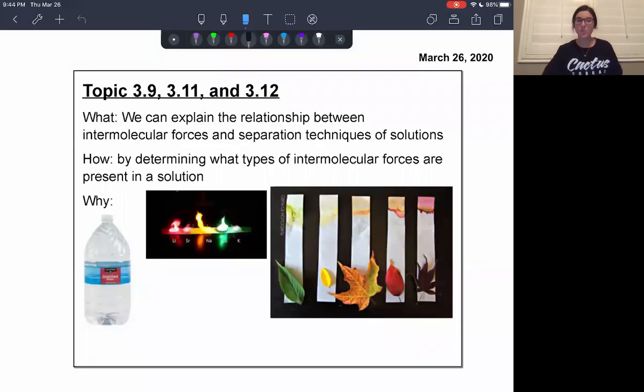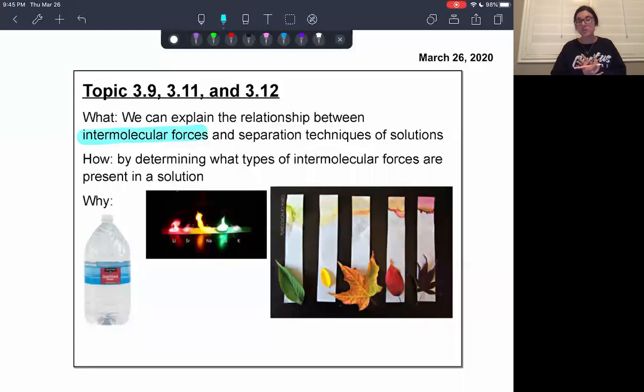All right, guys, so we're going to complete topics 3.9, 3.11, and 3.12 today. So it's really a topic or topics that are about intermolecular forces. So intermolecular forces are attractions between particles. We've talked about these and called them dipole-dipole interactions. We've talked about hydrogen bonding. We've talked about London dispersion forces.